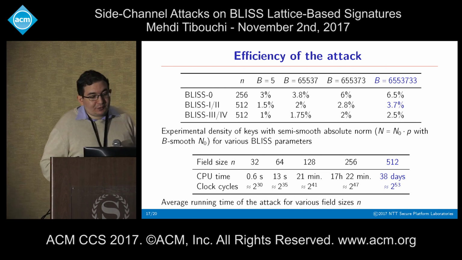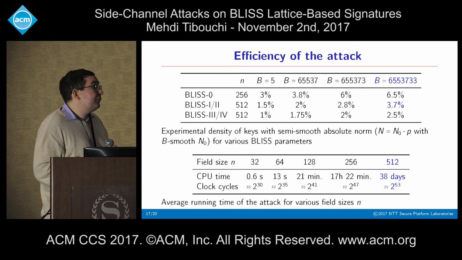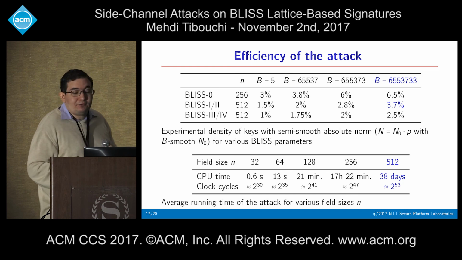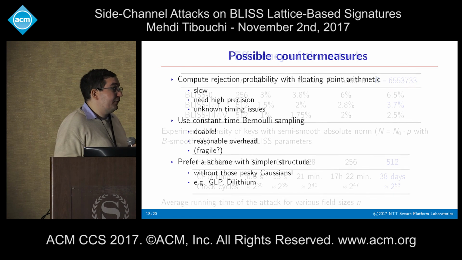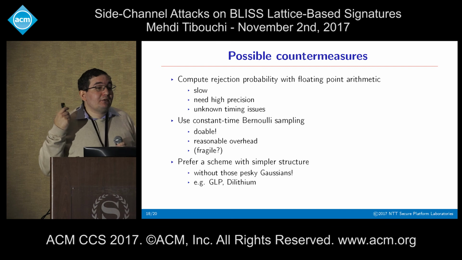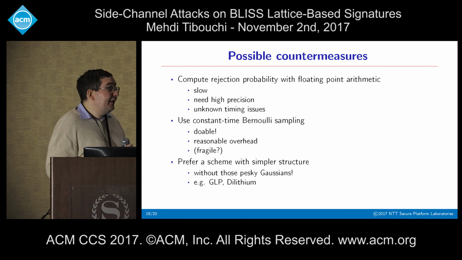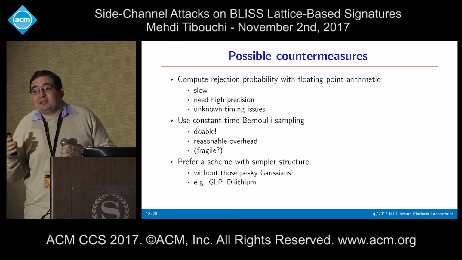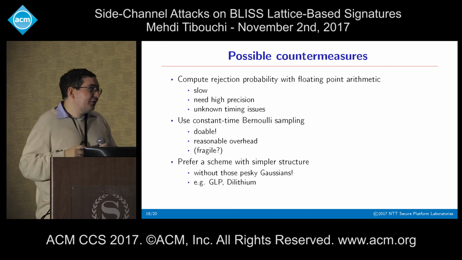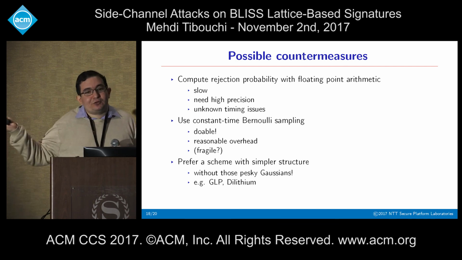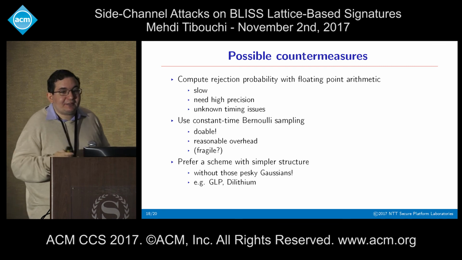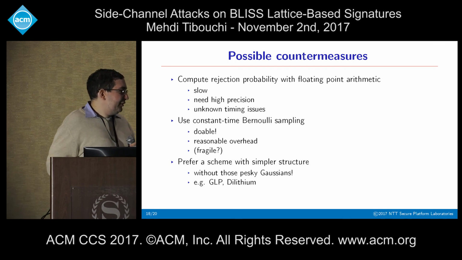All right, so what are some possible countermeasures? What you could do, as I mentioned, is compute the rejection sampling with floating point arithmetic, for example. But that's pretty slow, especially as you need very high precision. And also, you don't really know in most cases that your floating point arithmetic is constant time, so it could cause other issues with side channels. So I wouldn't recommend trying this.